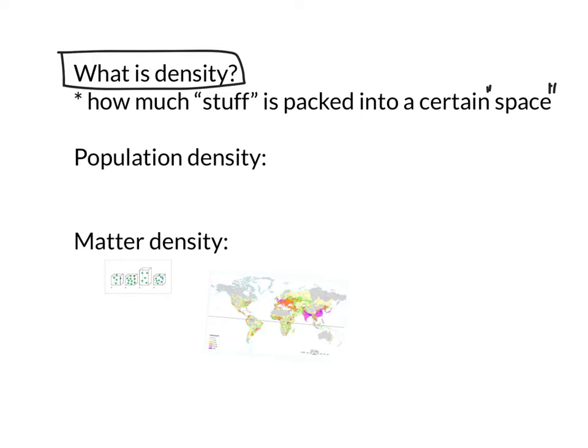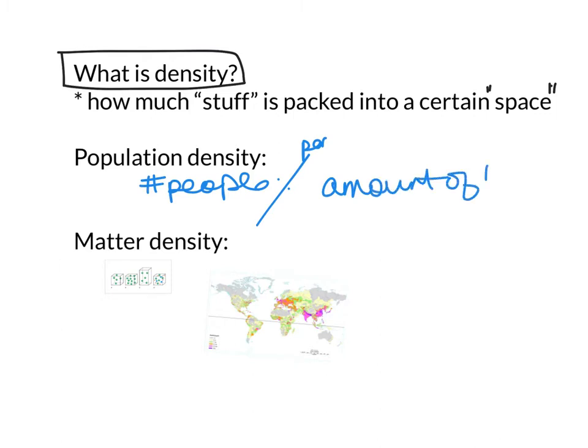And so when we relate that back to my general definition, population density is how much stuff, that's the number of people, per, which is going to mean divided by, so you can call this per or divided by, the amount of land, which is the space aspect.